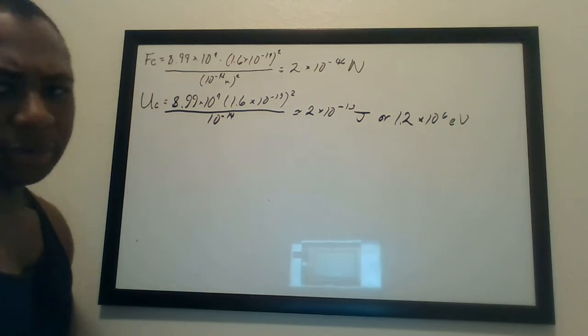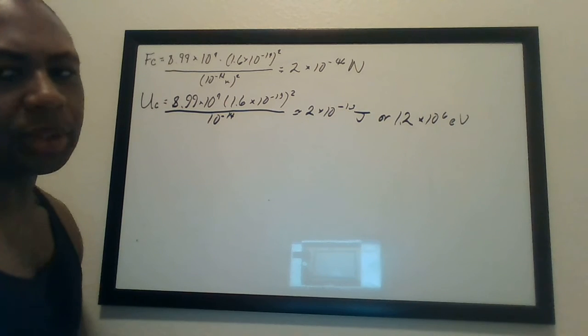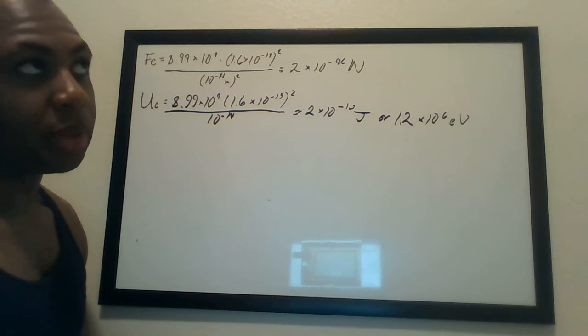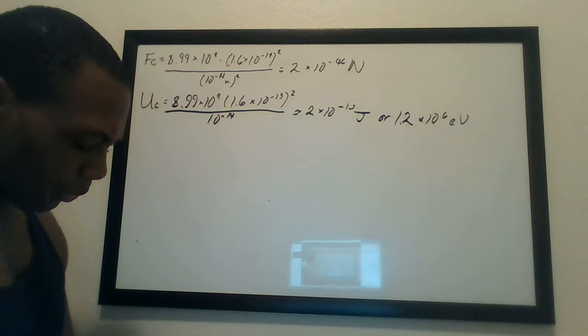And how do you find it in electron volts? Well, you have to multiply the joules by the conversion factor for electron volts over joules, and you'll be able to get the new energy in electron volts.